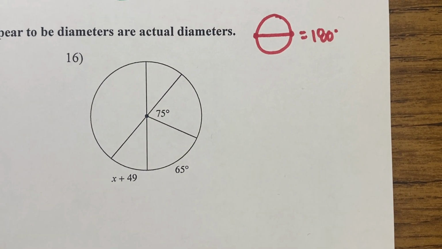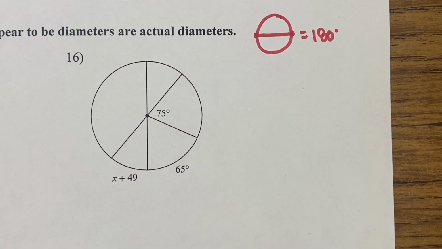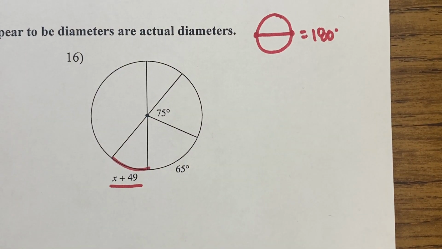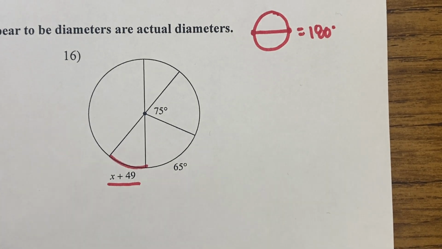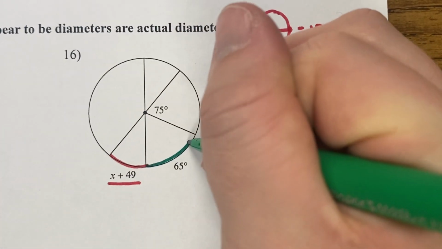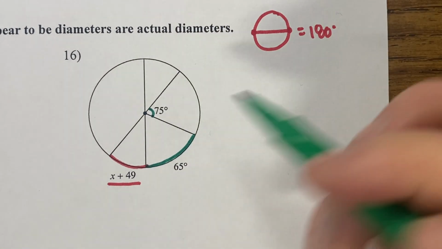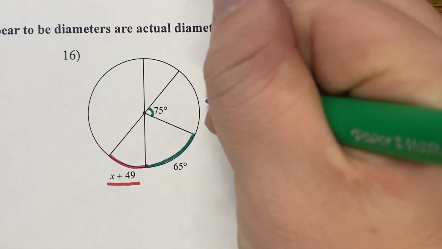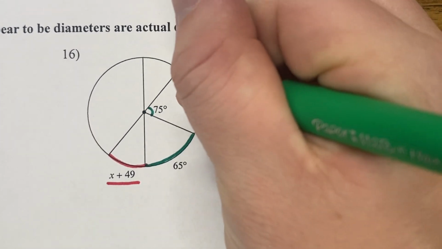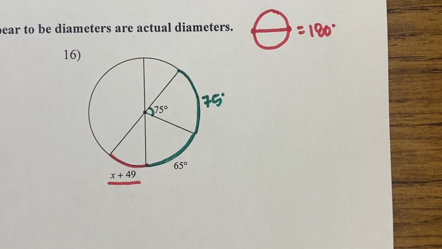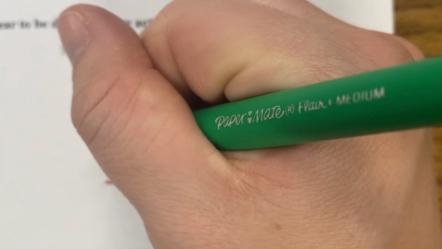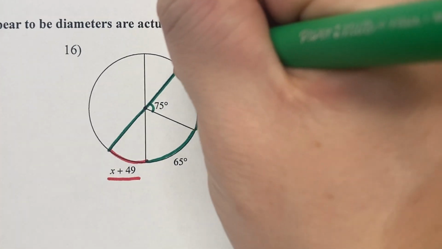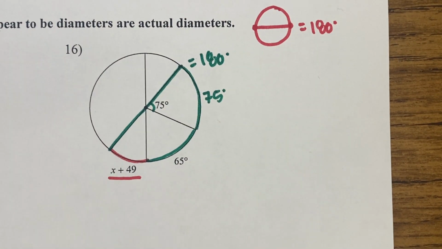Awesome. Okay, we're doing the same thing for 16. We are still given our x right there. It's the measure of this little arc. Well, one thing, because it's also giving me this 65, but then it's giving me this 75 as a central angle, but we know that the central angle is actually equal to the measure of the arc. So if that's 75 degrees, then we know the arc is also 75 degrees. And again, what do all three of these arcs create? Half of my circle, or that diameter, which is equal to 180 degrees.